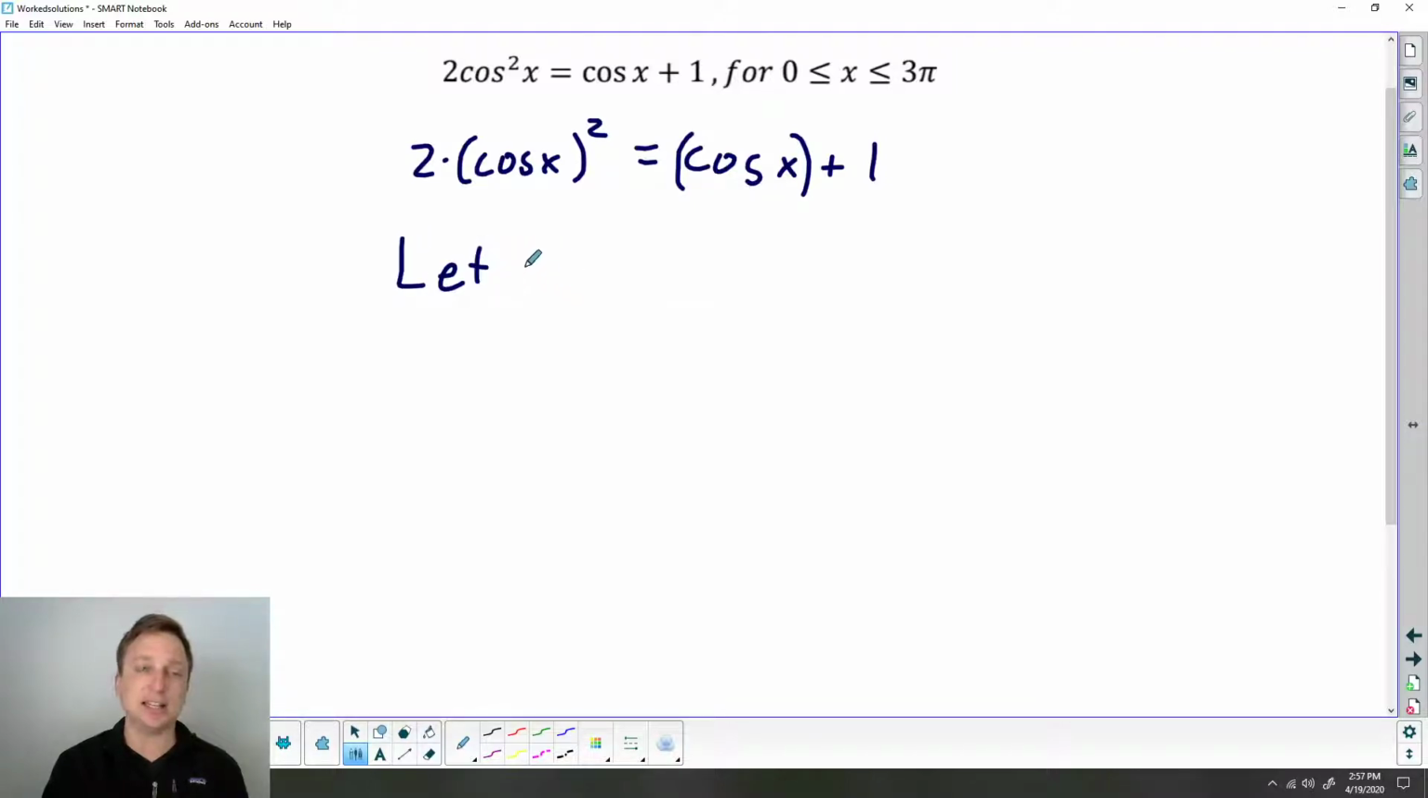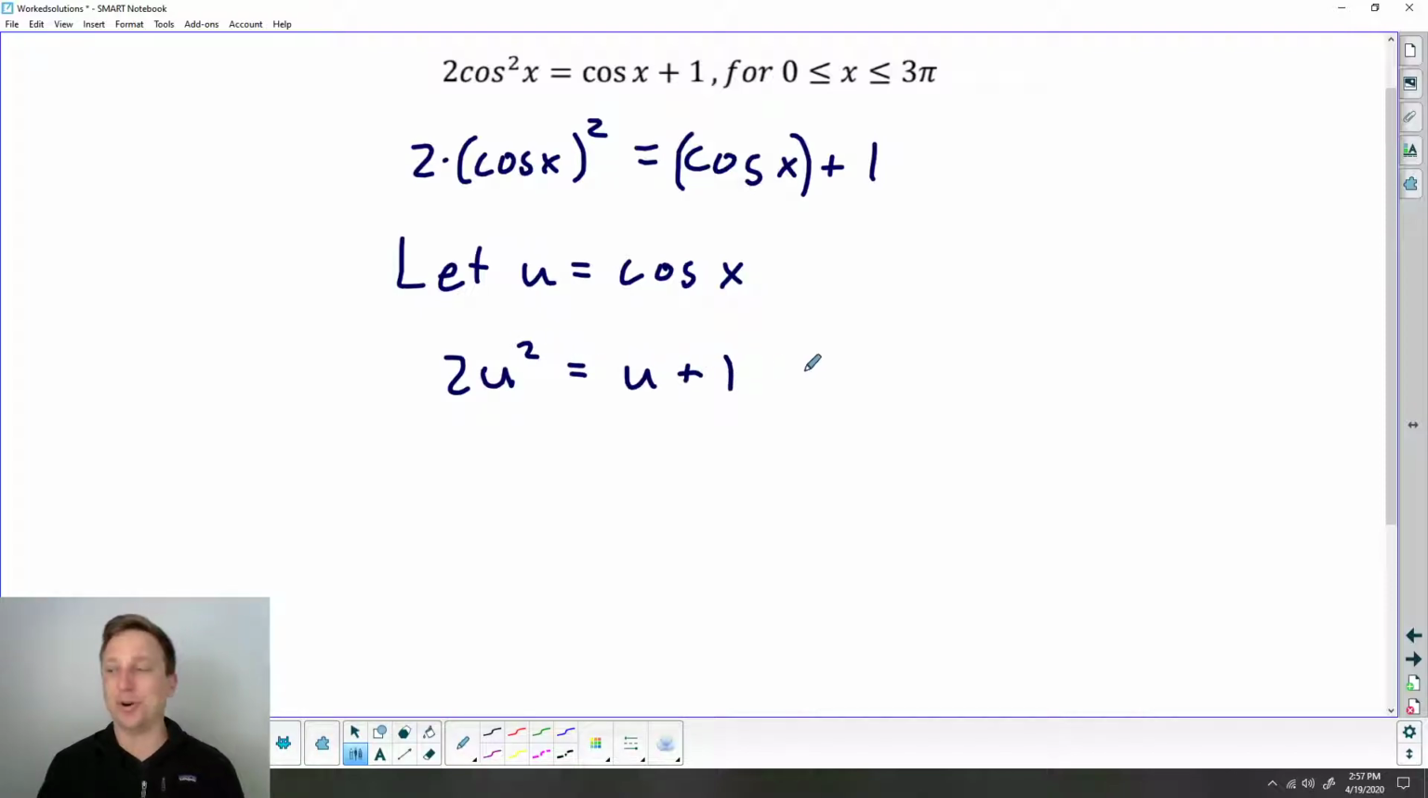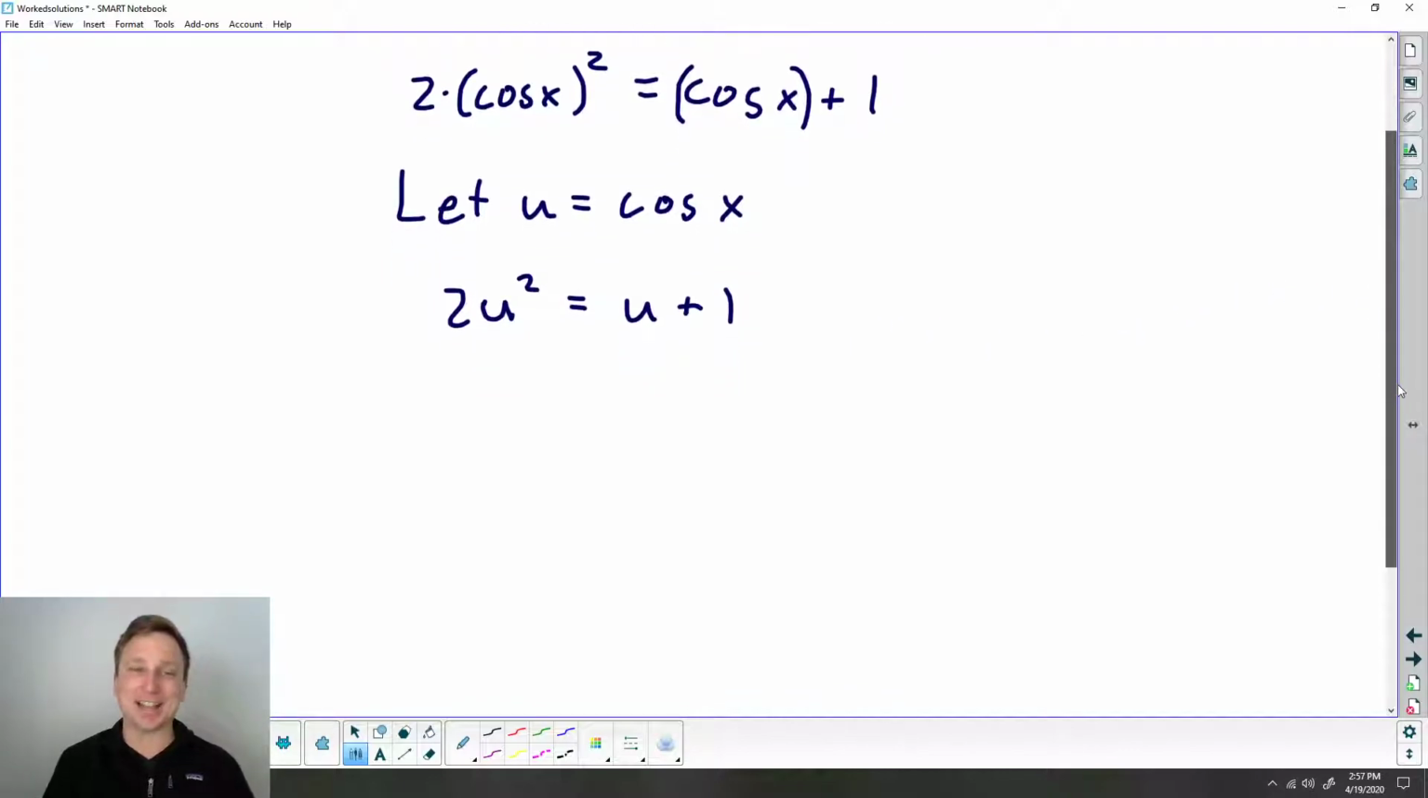So let's say let u this time equal cosine of x. And what happens now is I have 2 times u squared is equal to u plus 1. And the result of this is actually a quadratic. That's such a cool transition, that we went from a trig equation into a quadratic equation.